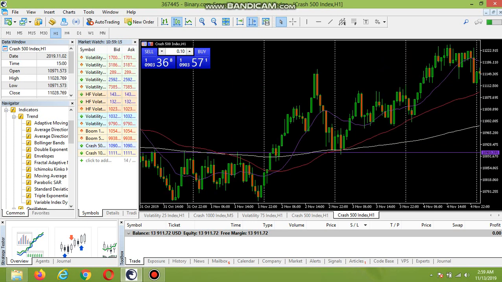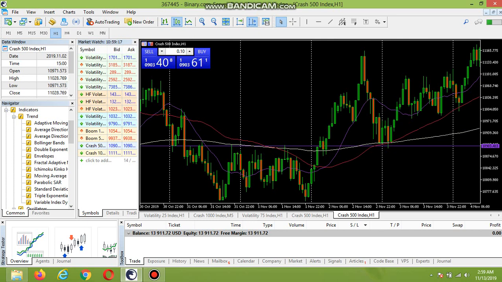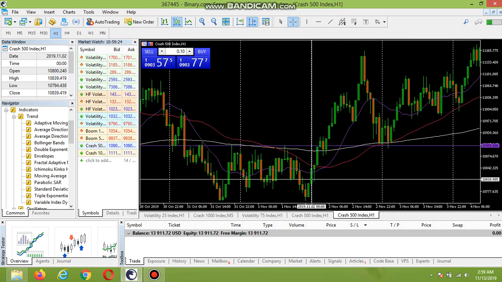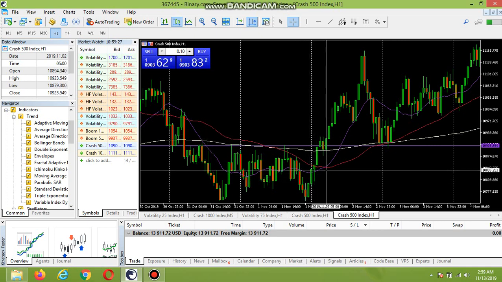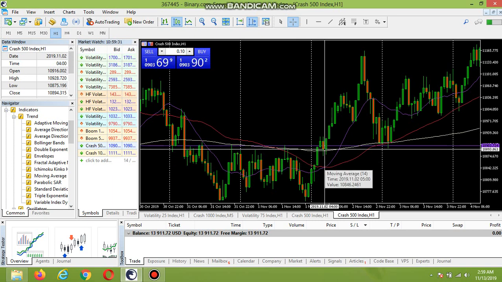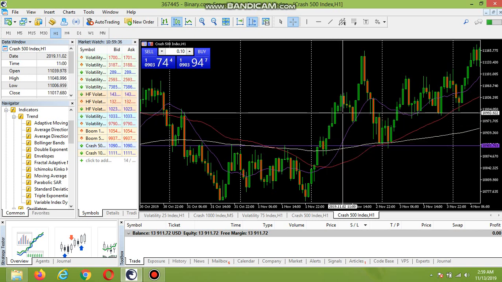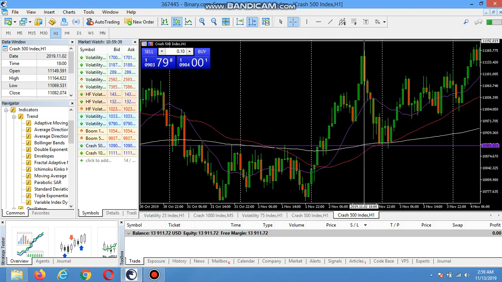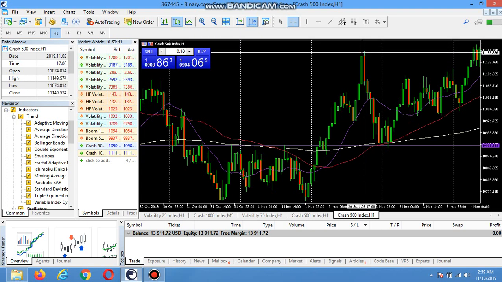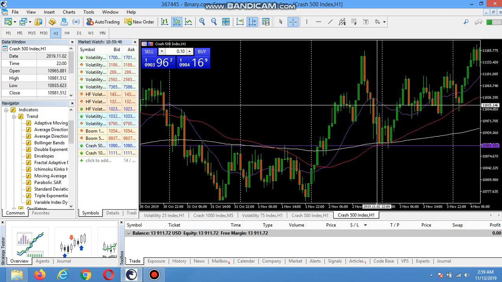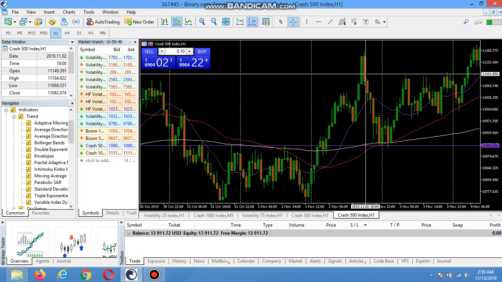Usually on Crash you pick your buys, right? So you just wait for it to hit support. Once it hits support, you wait for the purple moving average to cross the red, and then you pick your buy. You can take your buy and ride it down to this place, until it hits the resistance. And then of course when you hit the resistance you take a sell. So at support you take a buy, at resistance you take a sell.